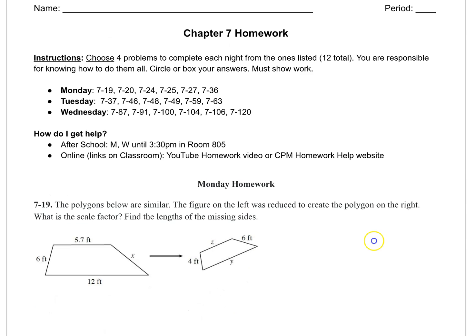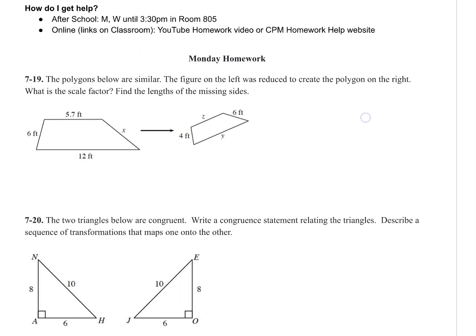Chapter 7 Homework, 7-19. The polygons below are similar. The figure on the left was reduced to create the polygon on the right. So we have the original and we have the new. What is the scale factor? And find the lengths of the missing sides. Let's first find a corresponding side.